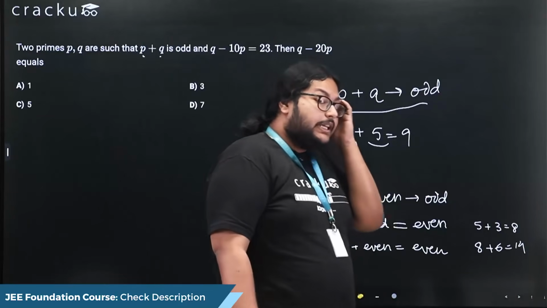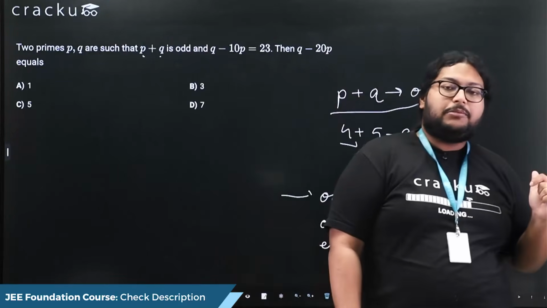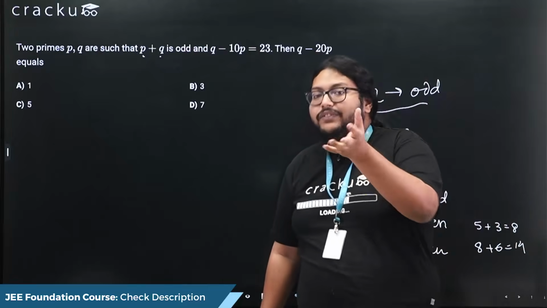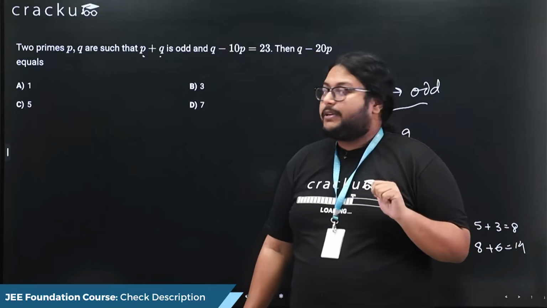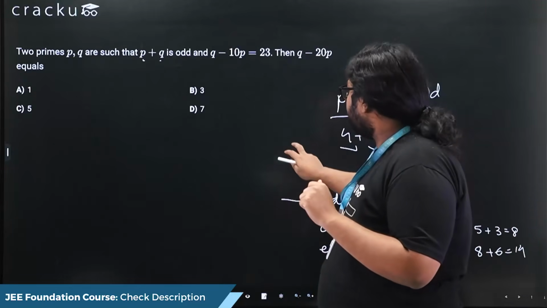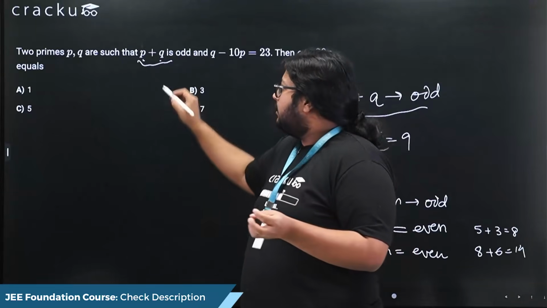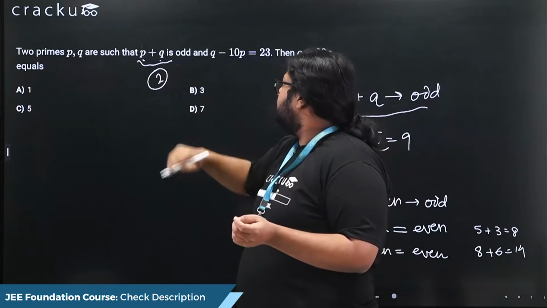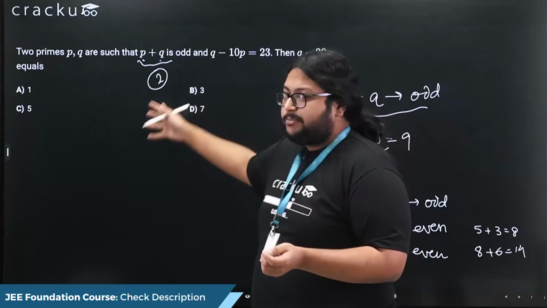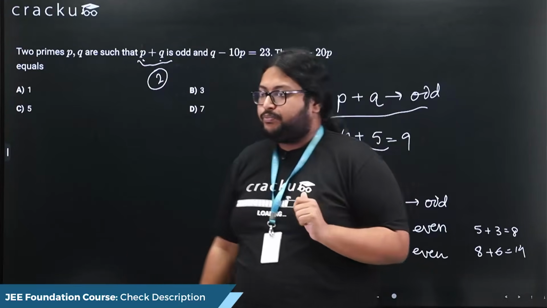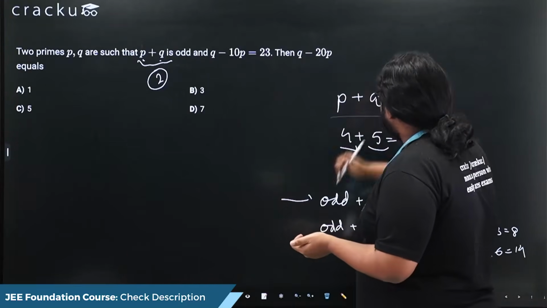Now what is P and Q? P and Q are prime numbers. What is the only even prime number? The only even prime number is 2. So one of these has to be 2. Either P or Q has to be 2. Otherwise this doesn't satisfy.